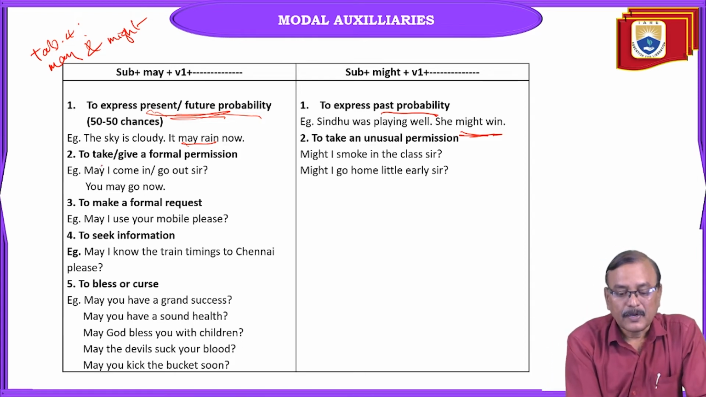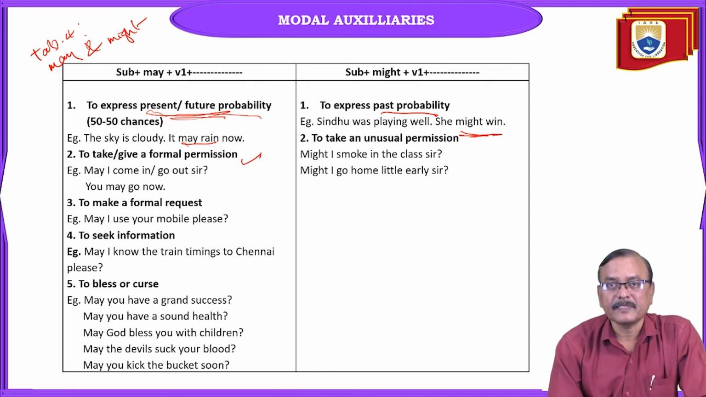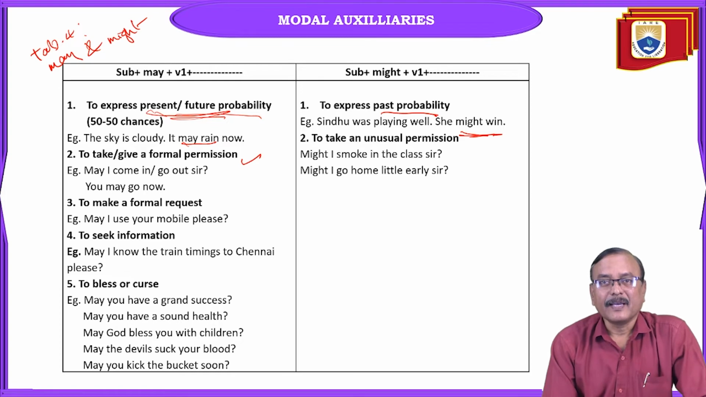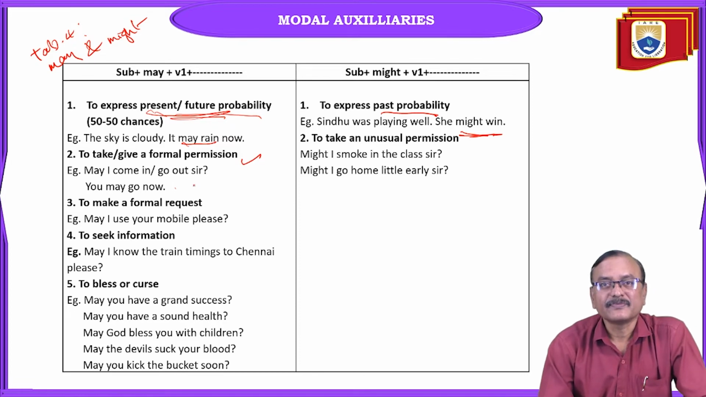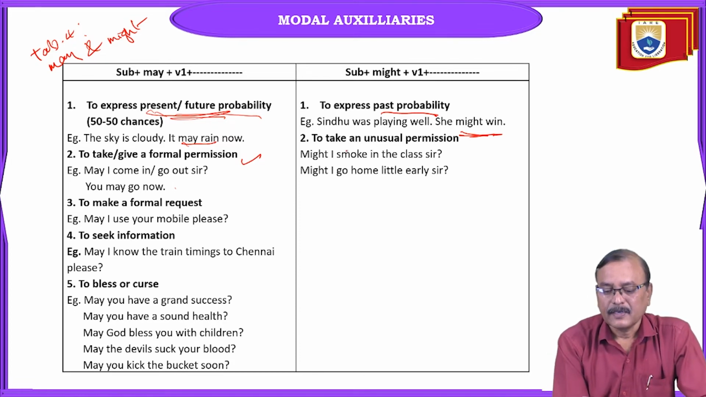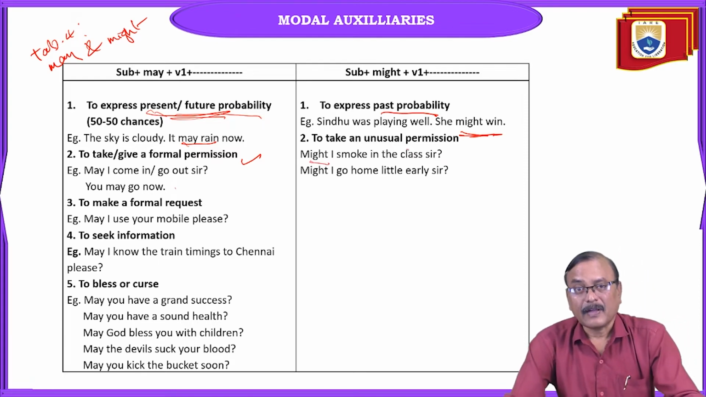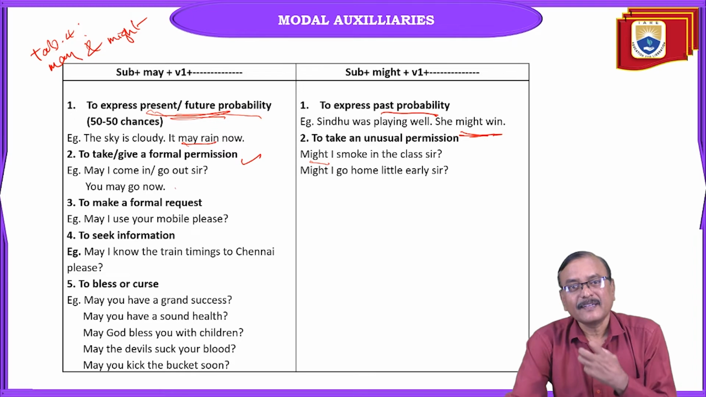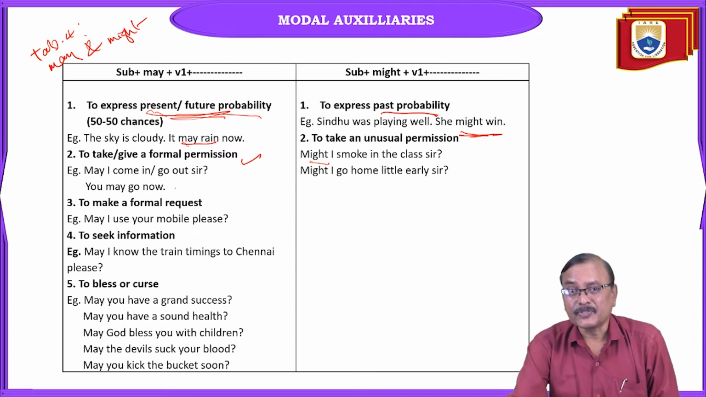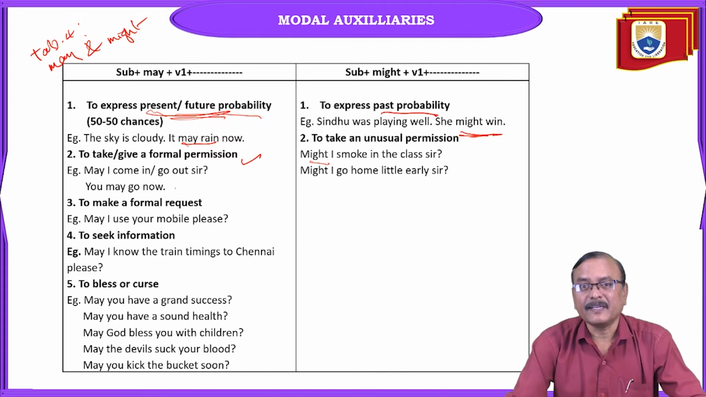Next, to take or give a formal permission. To take or give a formal permission. May I come in, sir? May I go, sir? Very for the sake of formality only. Right? So, even to give permission, you may go now. Okay. Next, in this, you can use might also, but to take unusual permission. Actually, we should not take permission, but it is essential. In that case here, we have to ask, which is unusual, right? Which should not be generally.